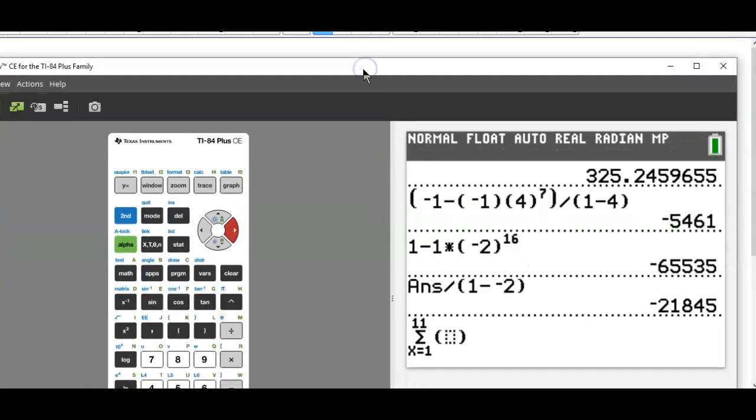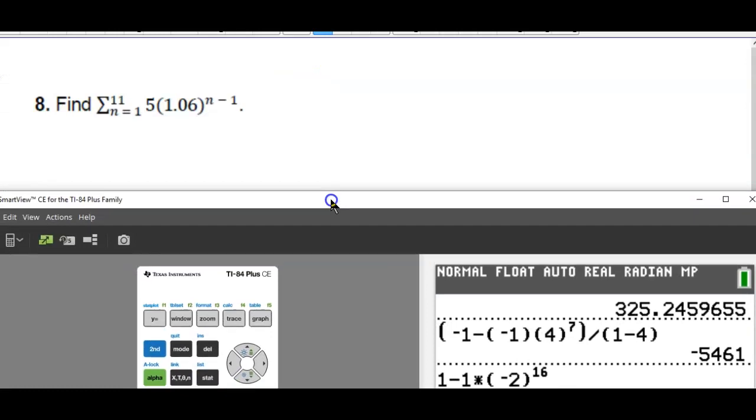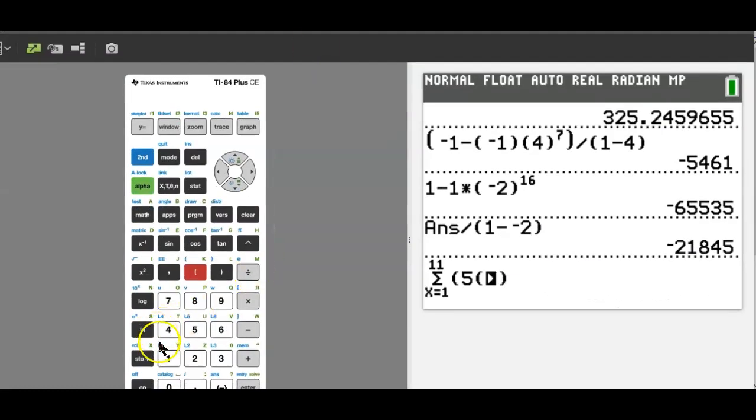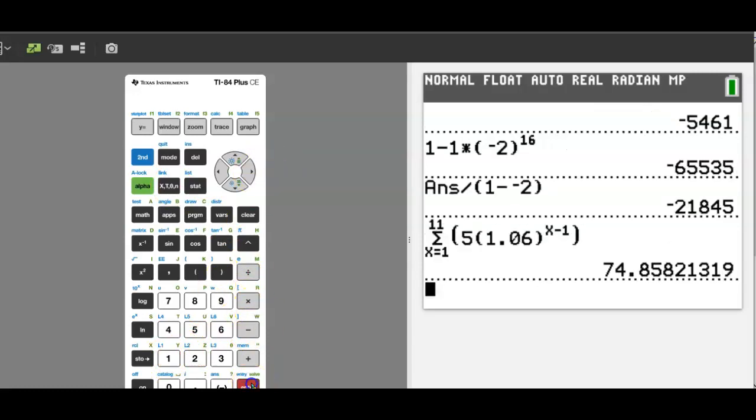Okay, now this is where you got to get everything inside of these parentheses, so you're going to need extra parentheses. 1.06 to the n minus 1. Okay. Enter. And I got this number.